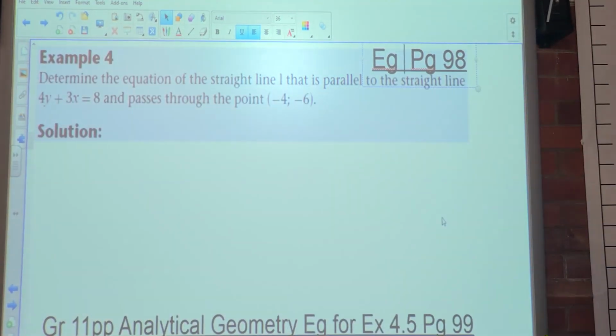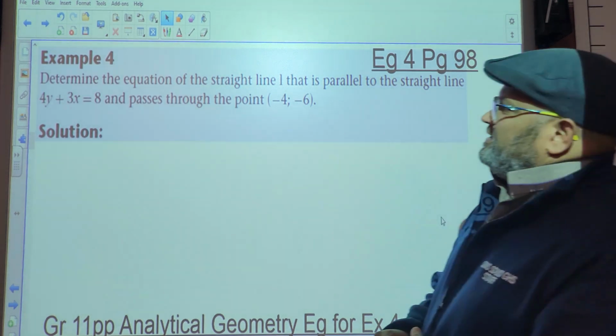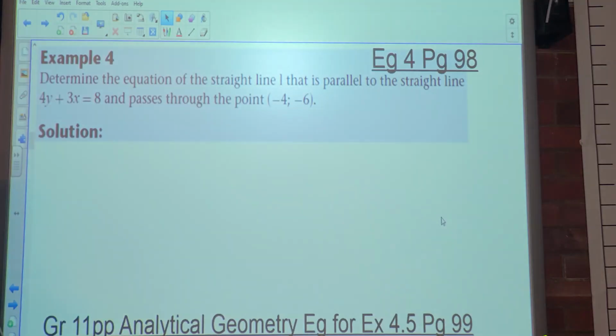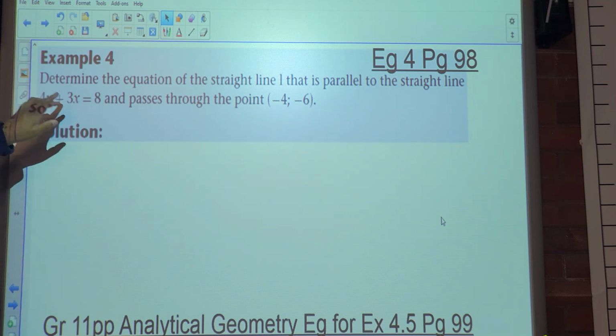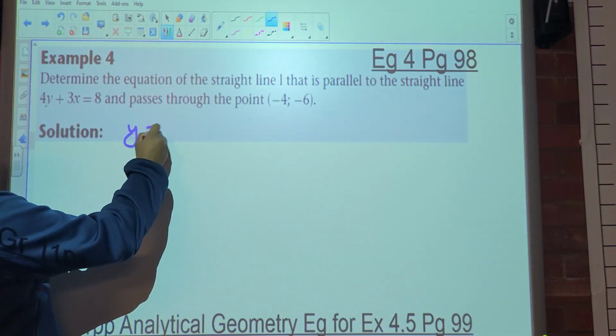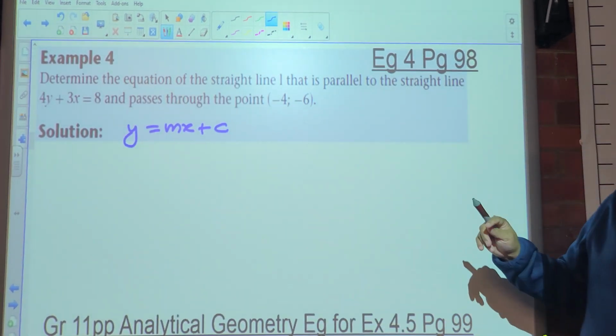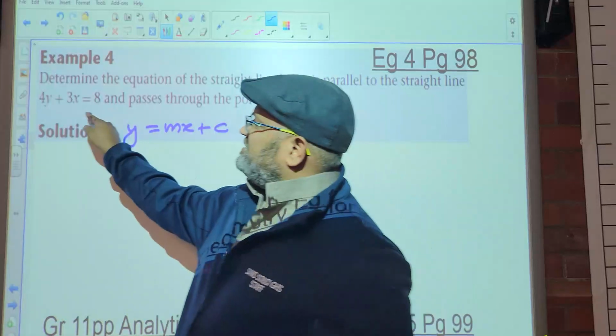Example 4. Example 4 is on page? Example 4, we are to determine the equation of a straight line L that is parallel to the line 4y + 3x = 8 and passes through the point (-4, -6). What is the standard form of a straight line? y = mx + c, not so? Do we have the gradient? No. But we can determine the gradient from this equation here.